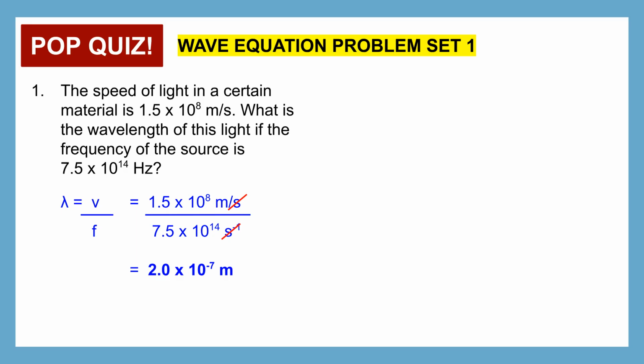Now let us apply our mathematical wave equation to some practice problems. In our first problem, we are given the speed of light in a material as 1.5 times 10 to the 8th meters per second, and a frequency of 7.5 times 10 to the 14th Hertz. By dividing speed by frequency, we find the wavelength is 2.0 times 10 to the negative 7th meters.